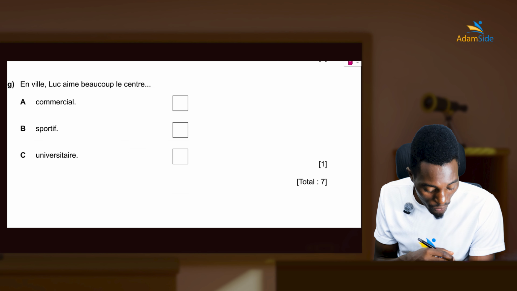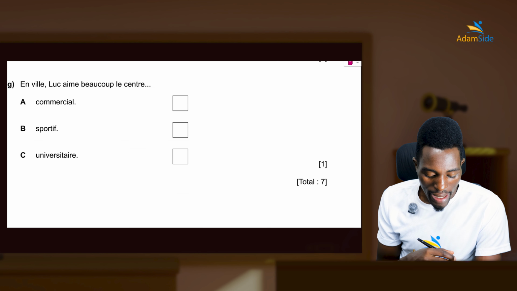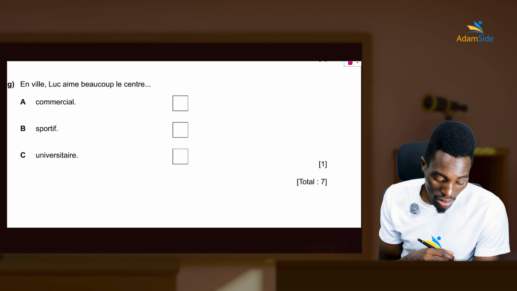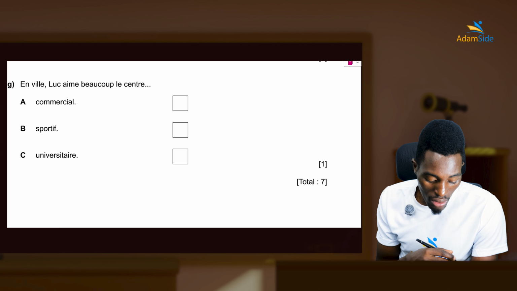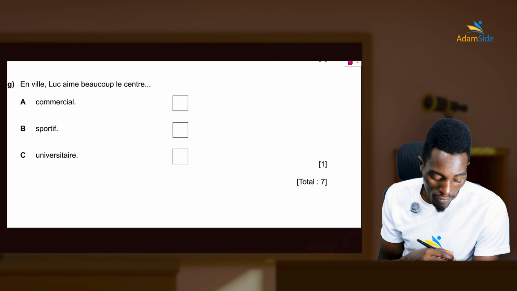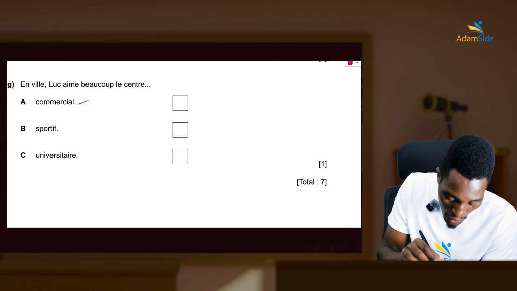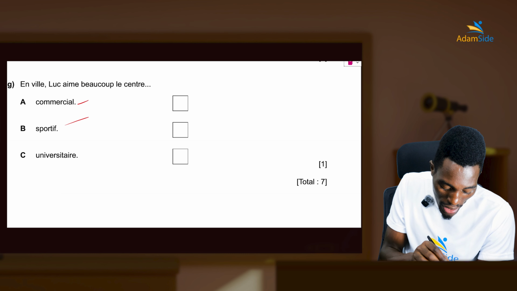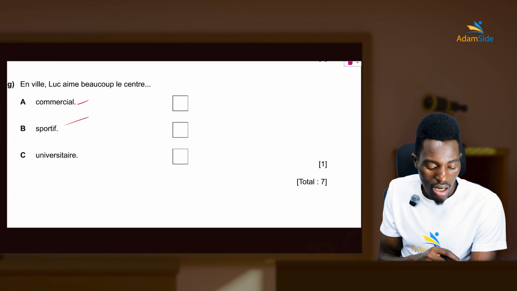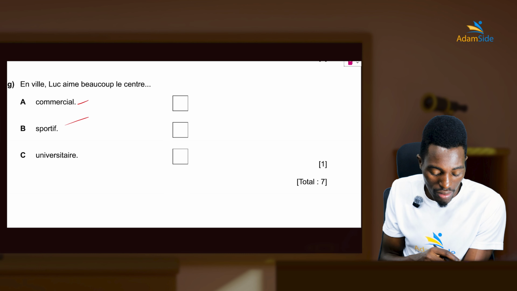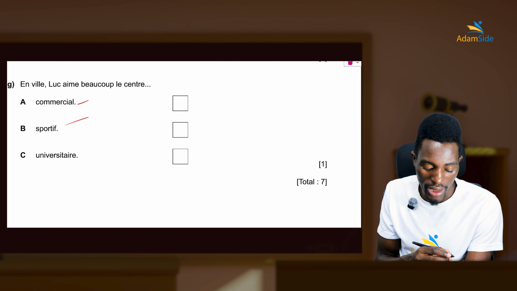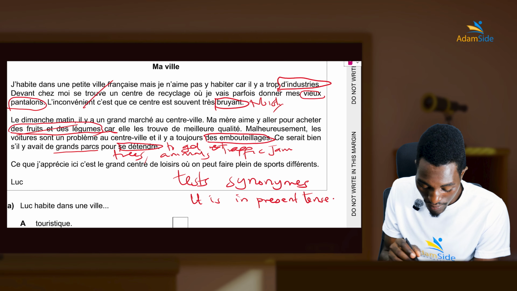Last one is G. Luc aime beaucoup les centres in town. Luc likes very much the center of commercial, sportive, universitaire. What center does Luc like much? So if we get back to the text, we will get an answer. So we ended here. So we continue.